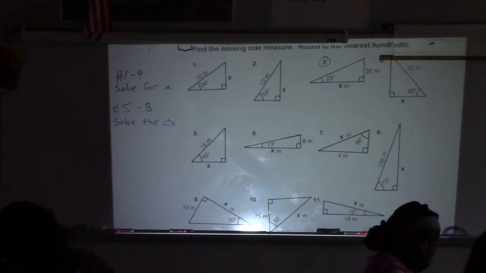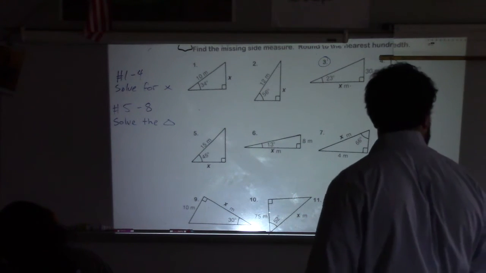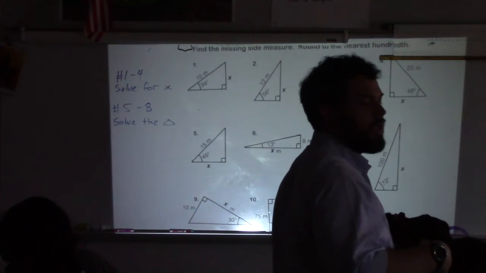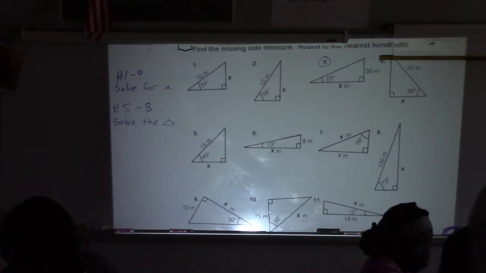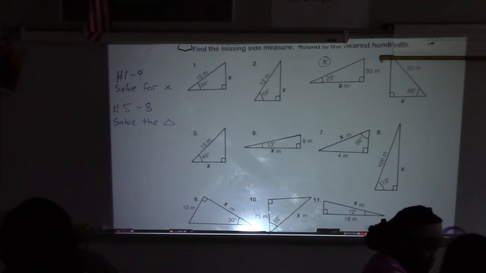Alright, your 30 seconds are up. Let's start talking within our group. See which trig ratio we're going to use to solve this right triangle. Number 3, right? Number 3, yeah.